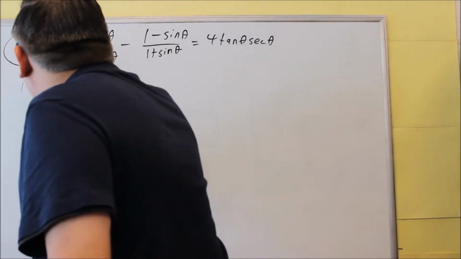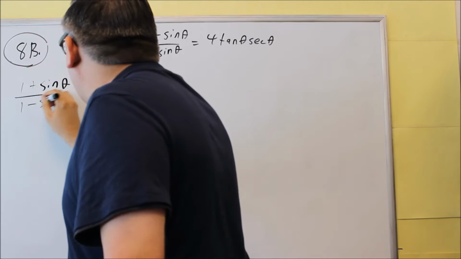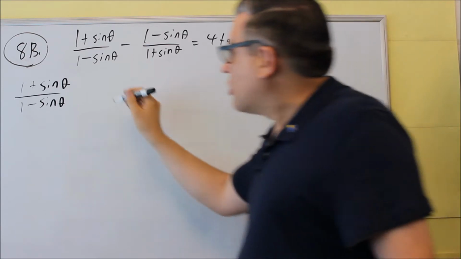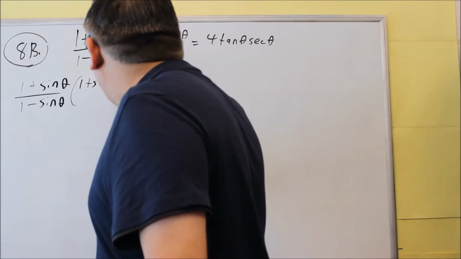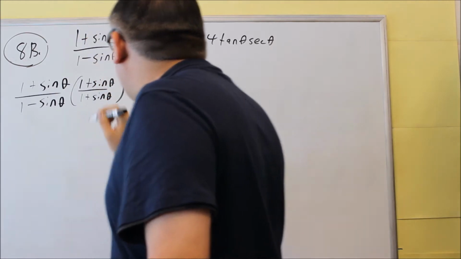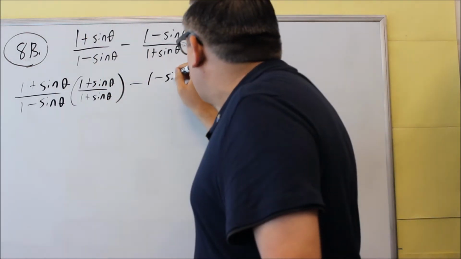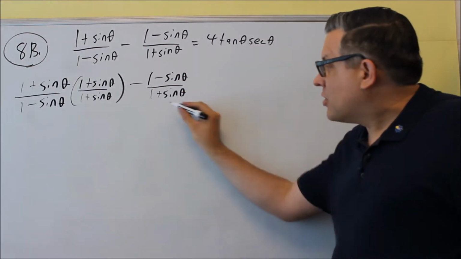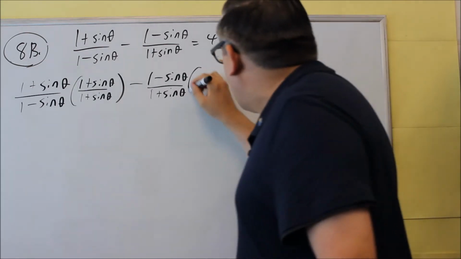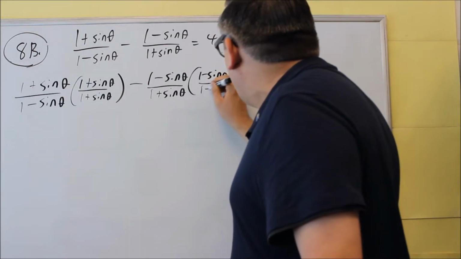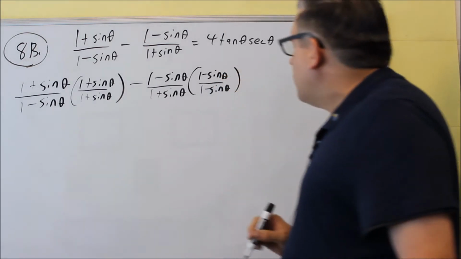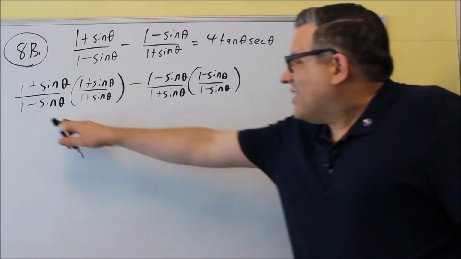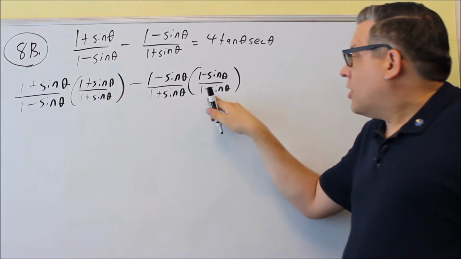So the first thing we do is, here's the original 1 plus sine over 1 minus sine. We have a 1 minus sine there, but we're missing the 1 plus sine. So I'm going to multiply top and bottom by 1 plus sine theta. The other fraction, I have 1 minus sine theta over 1 plus sine theta. I have the 1 plus sine theta on the bottom, but it's missing a 1 minus sine. So I'm going to multiply this one by 1 minus sine theta over 1 minus sine theta. Okay, so I'm doing the same thing on top and bottom, so that way I'm not changing the problem. I'm multiplying by a power of 1. I get 1 minus sine, 1 plus sine here, 1 minus sine, 1 plus sine there.